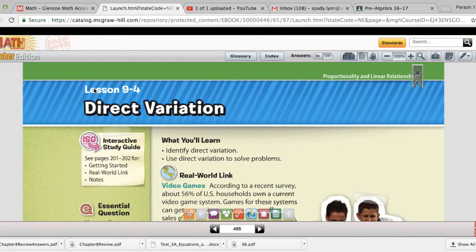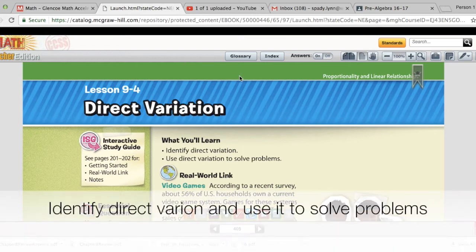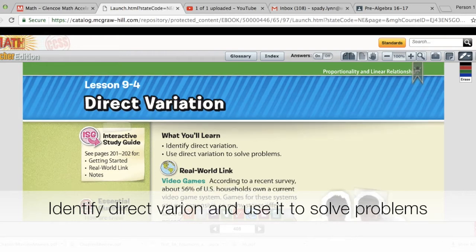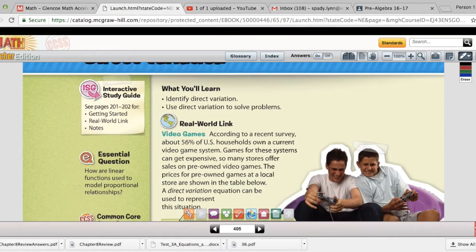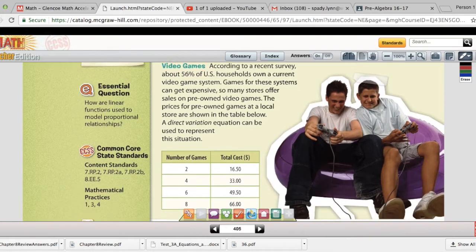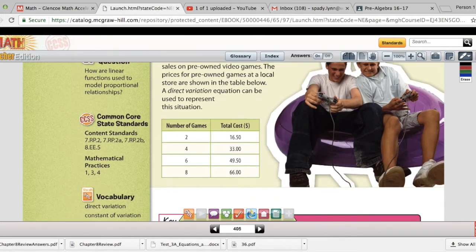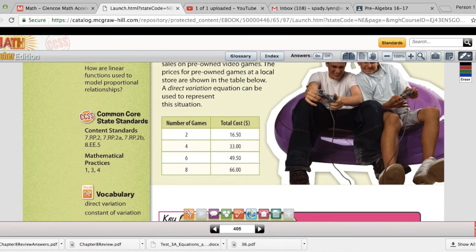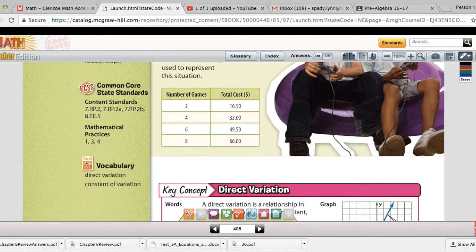In Lesson 9.4, we're talking about direct variation, and you will be able to identify direct variation and also use direct variation to solve problems. We did talk about direct variation earlier in the year, but it makes sense to bring it up again in Chapter 9 when we're talking about linear equations, because direct variation graphs will be a straight line, but there will be another component to look for.